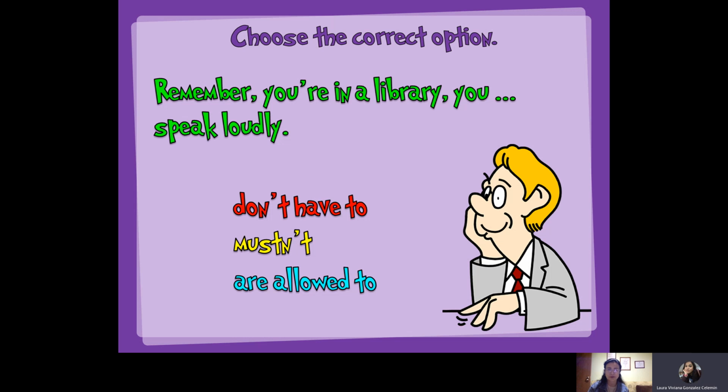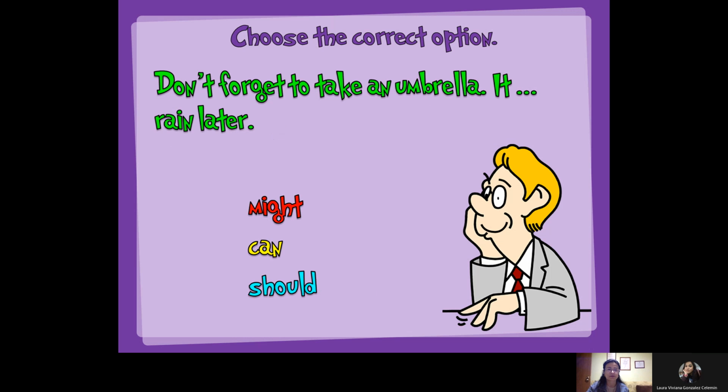Remember, you are in a library, you must not speak loudly. You mustn't, okay? And remember, the pronunciation is library. You are in a library and you mustn't speak loudly, okay? Mustn't. Very good, because it's a prohibition. When you are in the library, you must speak quietly, in a low volume of voice. Very good. Let's continue with the next one.